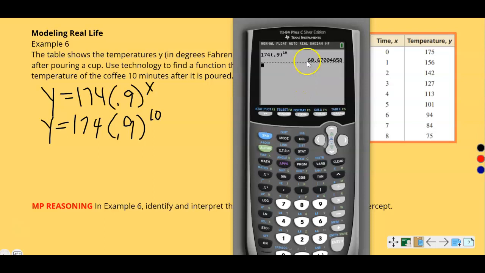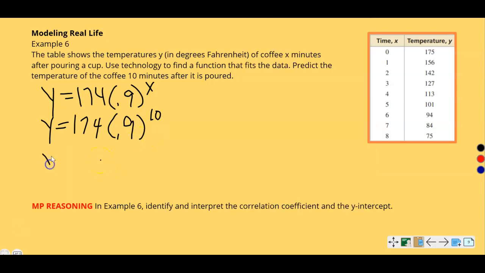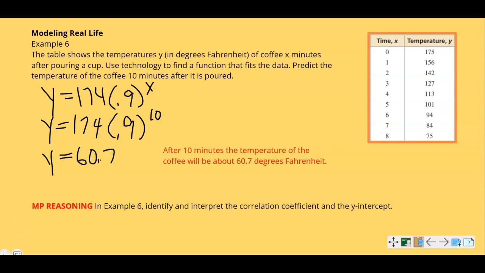And this says that the temperature is going to be about 60.7. All right, so we can predict that after 10 minutes, the temperature of coffee will be about 60.7 degrees Fahrenheit. We know this because we used Fahrenheit up here, and x is the number of minutes. So this is just an estimate, but using this exponential model that works very well, then we can conclude that.